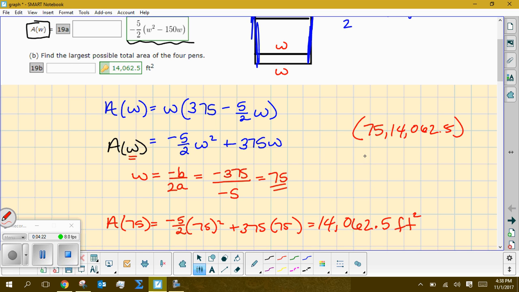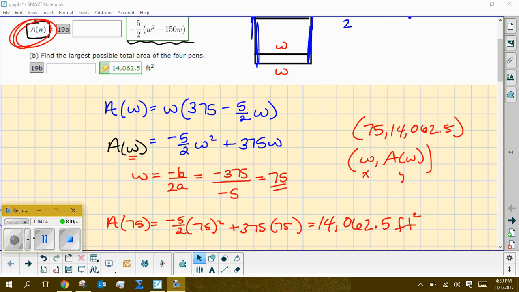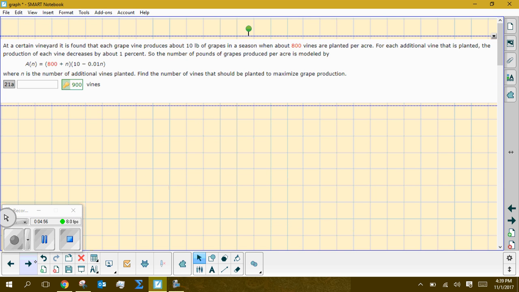So we have ordered pairs here that are always W, comma, A of W. That notation tells me that whatever my independent variable is, W, my dependent variable, A of W, is analogous to the Y value. So this is kind of an X value, and this is kind of a Y value. But using those letters makes it a little more obvious what those values refer to. So that was, I think, number 19 from the homework, maybe.